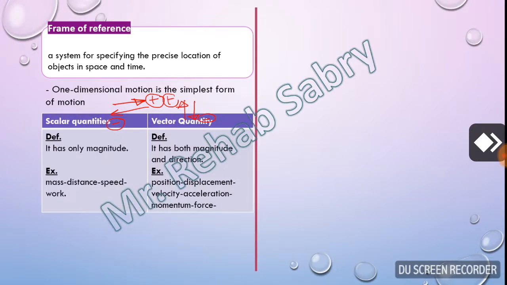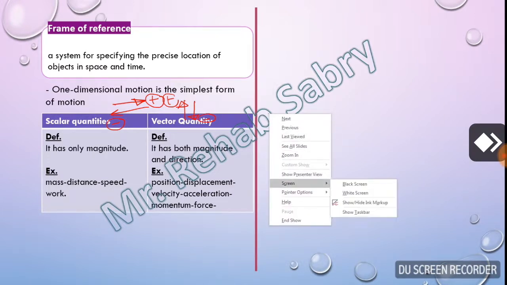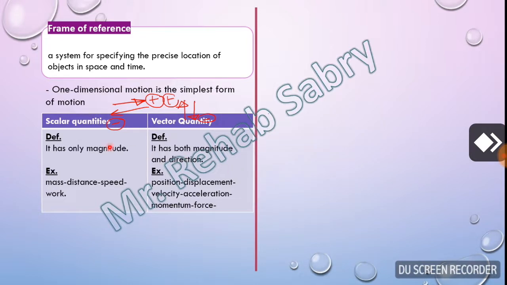Now let's talk about scalar and vector quantities. A scalar quantity is a quantity that has only magnitude. A vector quantity has magnitude and direction. I think it's clear, and we explained it several times. But you have to memorize these quantities: mass, distance, speed, work as scalar quantities. And these quantities: position, displacement, velocity, acceleration, momentum, and force as examples of vector quantities.